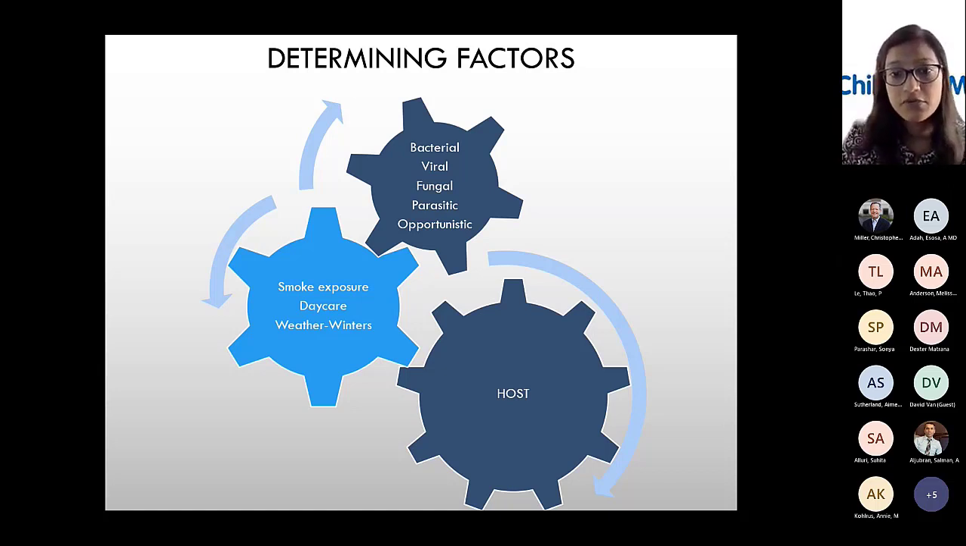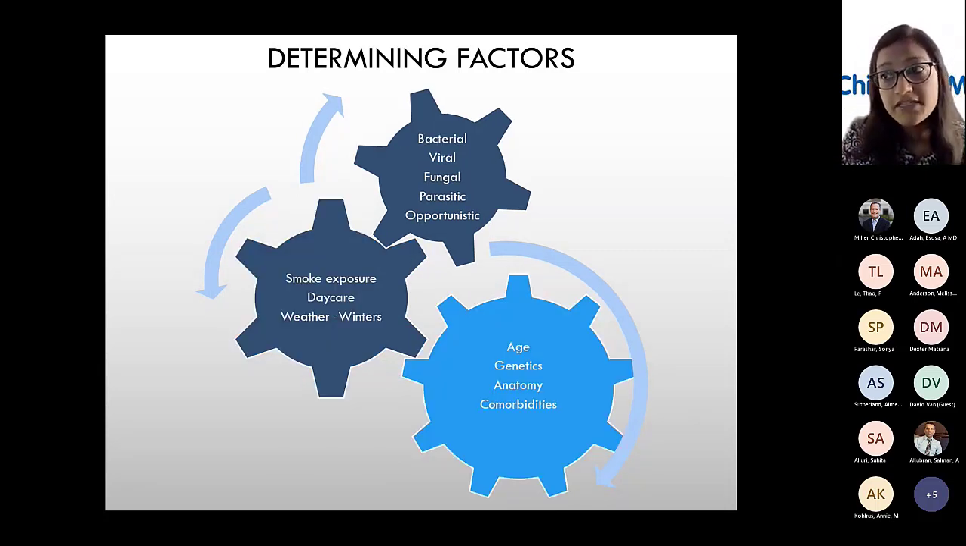So in winters, you'll see patients come in with, yeah, we have sinus infections about twice a year when the season changes, more when it's fall and winter. So that's pretty common. And then host factors.